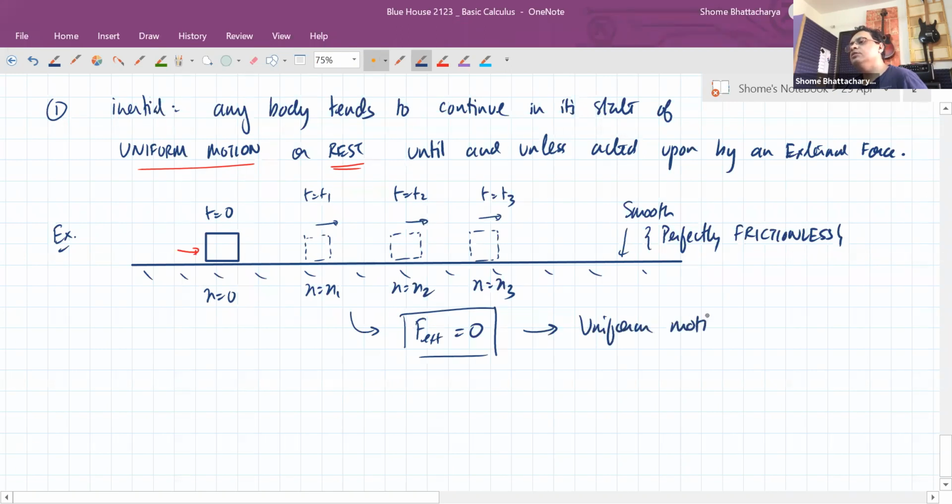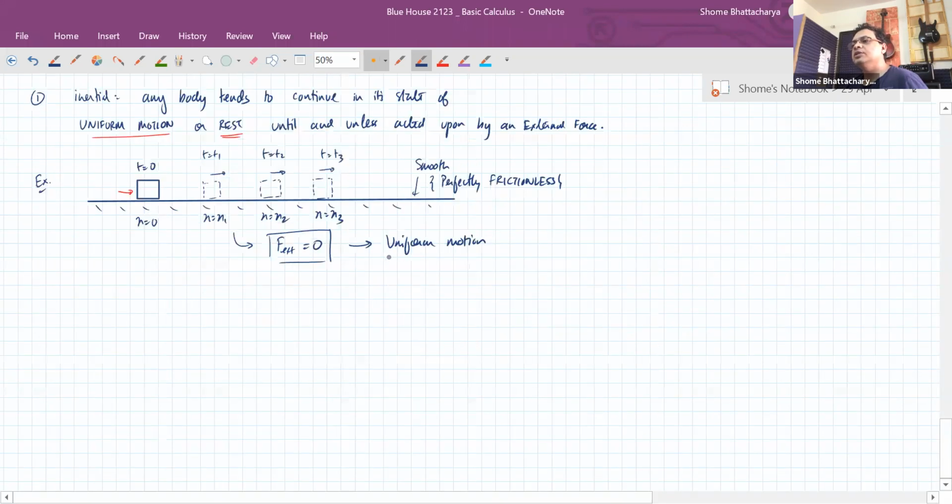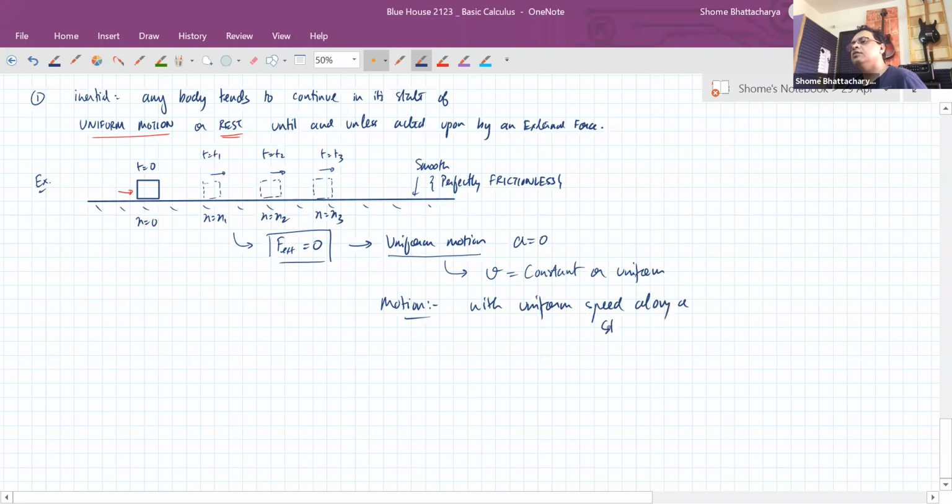So what does uniform motion mean? In terms of kinematics or in terms of its various parameters, what is the meaning of the term uniform motion? Acceleration is 0. Yes, very good. We can say acceleration is 0, or we can say, what about the speed or velocity? It is constant or uniform. So the motion will be with uniform or constant speed along a straight line. Let's say that straight line is our x-axis.